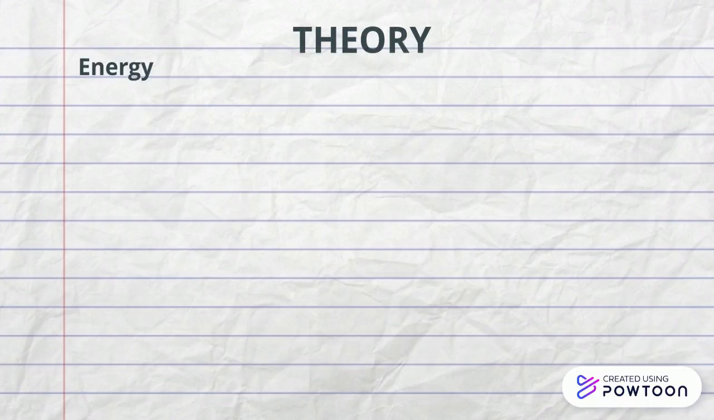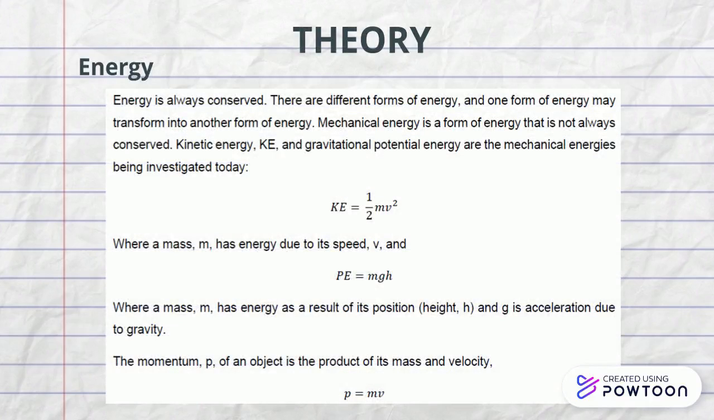For energy theory, the energy is always conserved. There are different forms of energy, and one form of energy may transform into another form of energy. Mechanical energy is a form of energy that is not always conserved. Kinetic energy, K, and gravitational potential energy are the mechanical energies being investigated today. K equals 1/2 mv squared, where a mass, m, has energy due to its speed, v. PE equals mgh, where a mass, m, has energy as a result of its position, height, h, and g is the acceleration due to gravity.